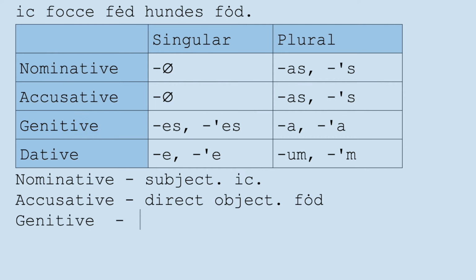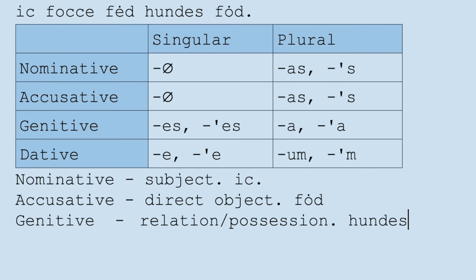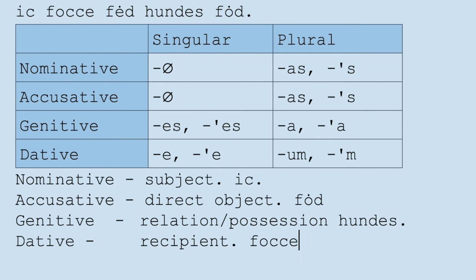Genitive lets a noun modify another noun, and it does it with the sense of relation or possession. Put an S there. And it is the word hundis in our example sentence. And then finally, we have dative, which is something that we don't really have much of in modern English, but it is the recipient of an action. And it is the word foxa in our example sentence.